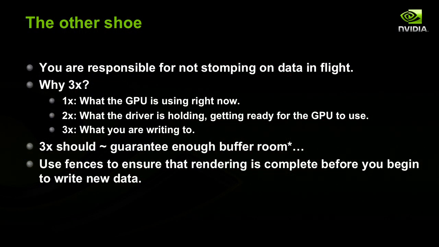Okay, so there's always another shoe in graphics, right? As I've mentioned several times, you have to be responsible for not stomping on the data in flight. That basically means fencing, which we'll talk about in a second. And there's this 3x multiplier. So why is it 3x? Well, there's what the GPU is using right now, there's what's probably staged and waiting to be pushed up to the GPU, and then there's what you're writing to.